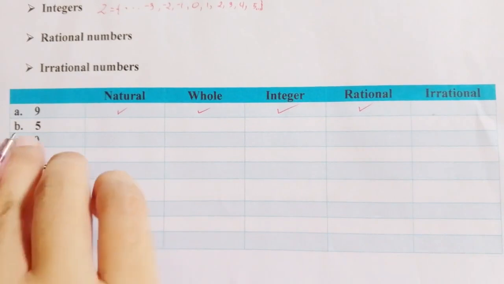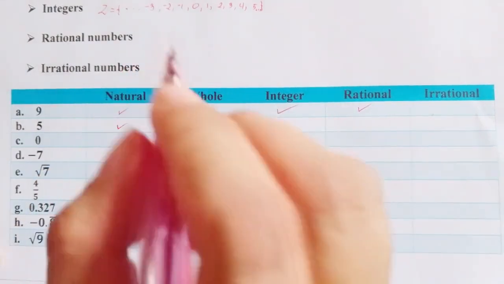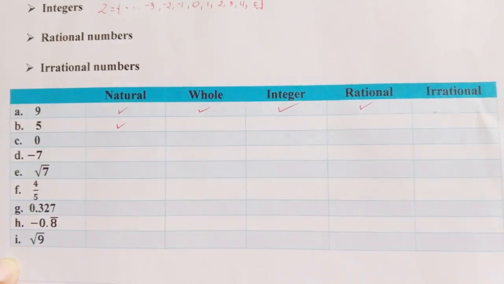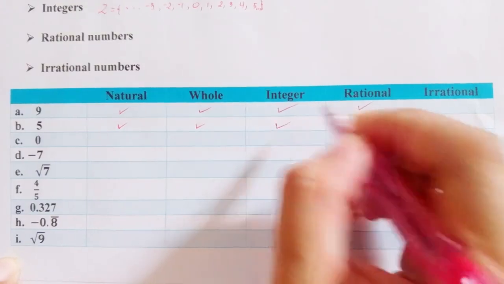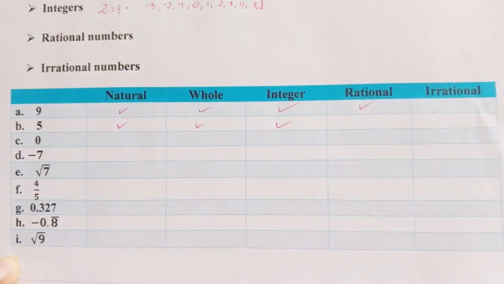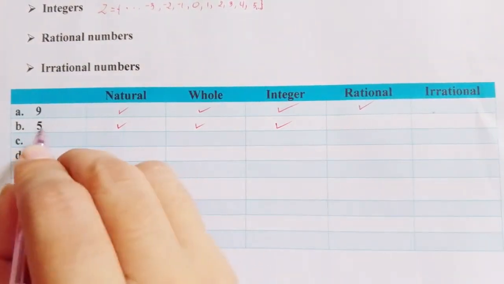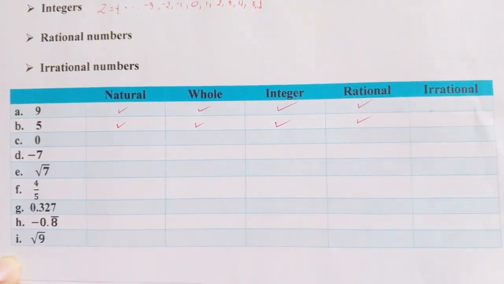How about number 5? Number 5 is a natural number as we stated earlier. It is also a whole number. It also belongs to the integers because we have positive numbers in integers, and 5 is a positive number. And it is also a rational number because if we express it as a fraction, 5 over 1, that would be a rational number.